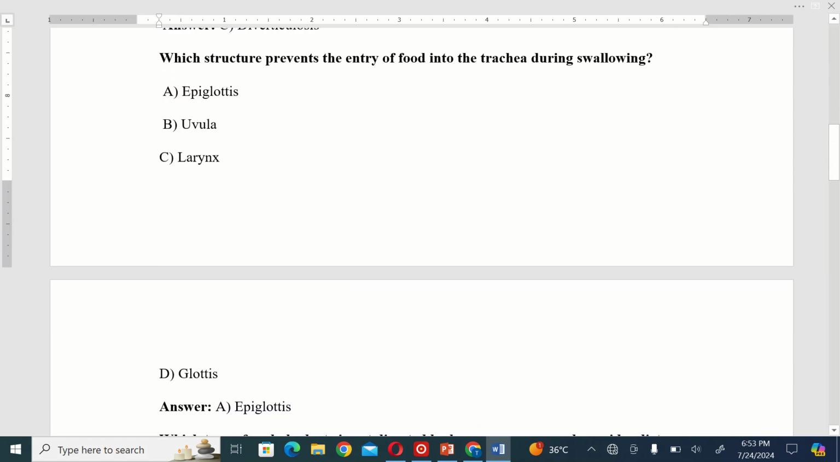The next MCQ is: which structure prevents the entry of food into the trachea during swallowing? A. Epiglottis. B. Uvula. C. Larynx. D. Glottis. So the correct option is epiglottis.